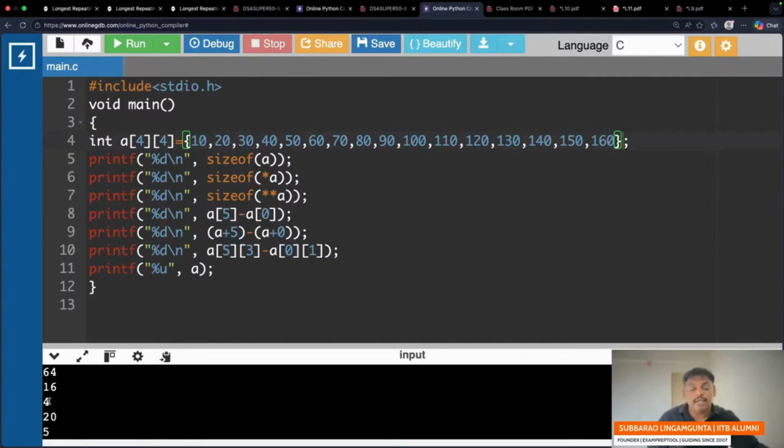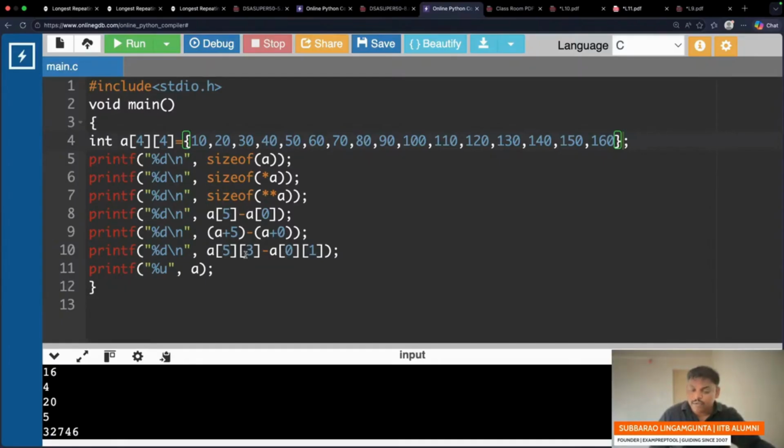One row contains 4 elements, so 4 times 4 is 16. But if you observe clearly, there are totally 16 elements, so 16 times 4 is 64. Accordingly it came. And one more, see this one. Last one is the address. That is also okay.